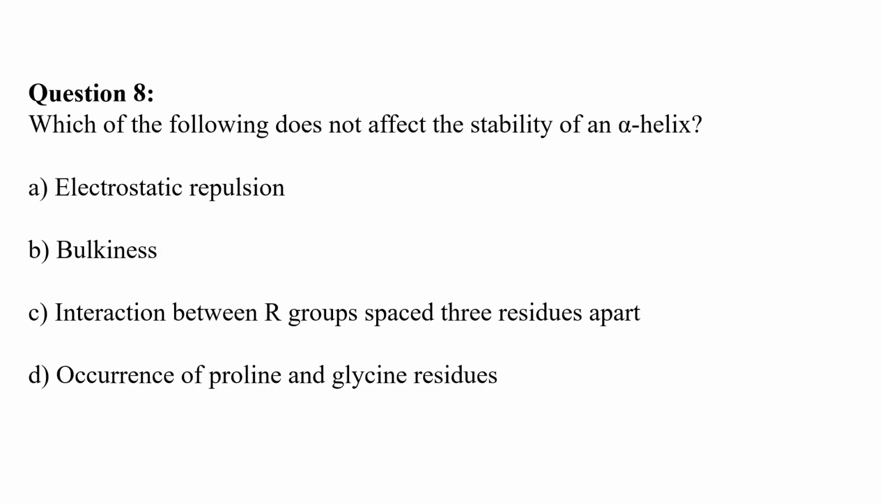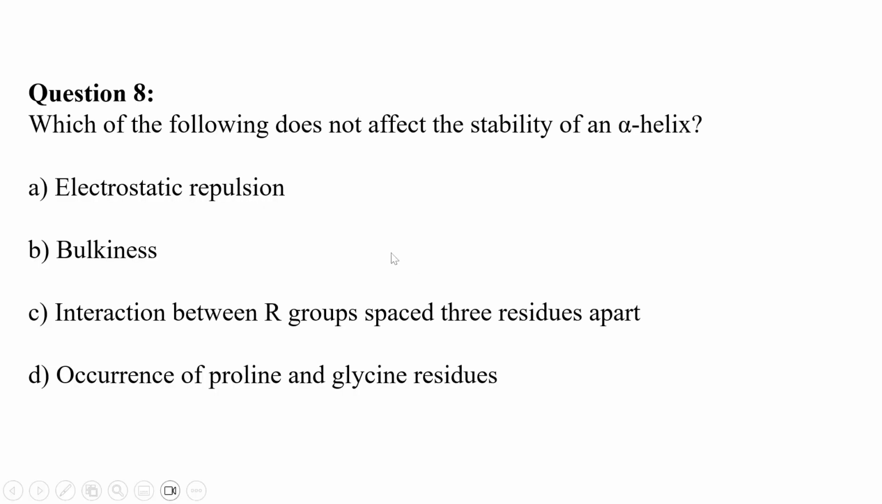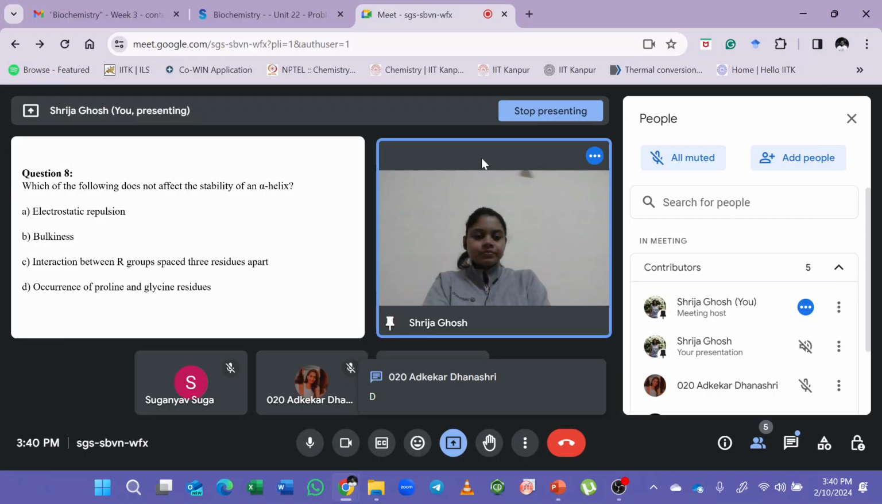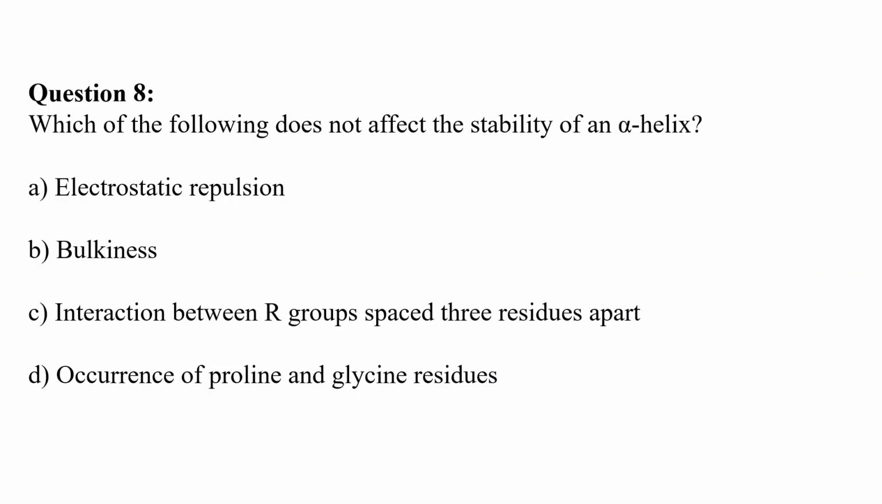Just a second. Okay, there's a mistake in this question. Basically the question should be: which of the following affects the stability of an alpha helix? Yeah, so we have an answer, option D, the occurrence of proline and glycine residues. Yes, you are right.